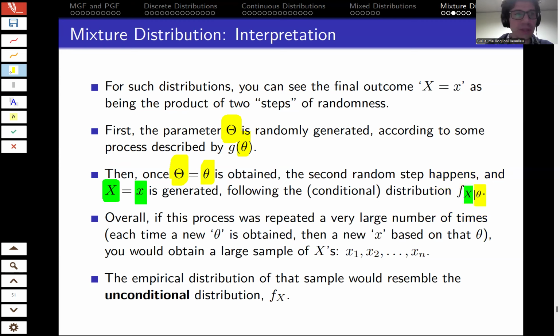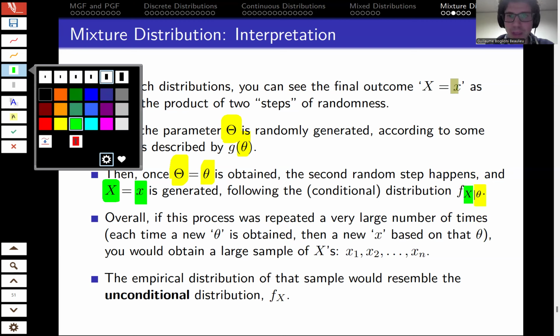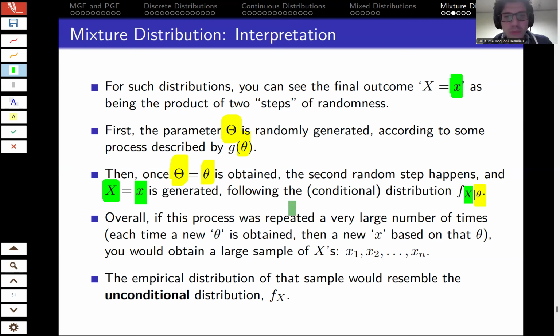But now, if this process was repeated a very large number of times, meaning each time you generate a new theta, and this theta is used to generate a new x according to the conditional distribution of x given theta, imagine you do that several times. So you have theta 1, theta 2, theta 3, theta 4, and so on. Theta 1 is used to generate x1, theta 2 is used to generate x2, theta 3 is used to generate x3, up to theta n is used to generate xn.